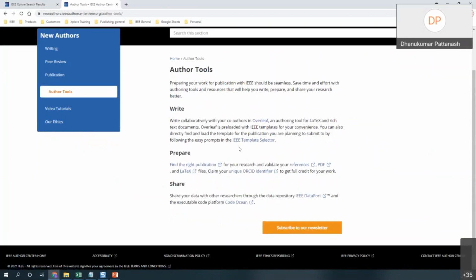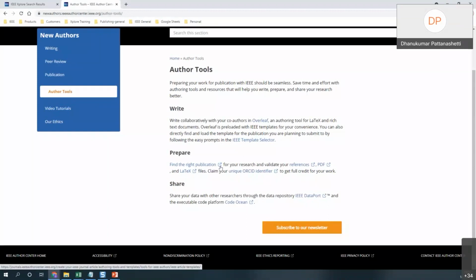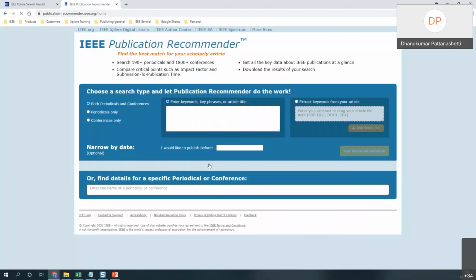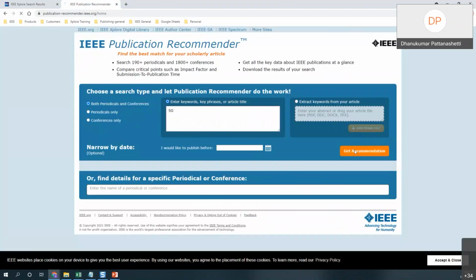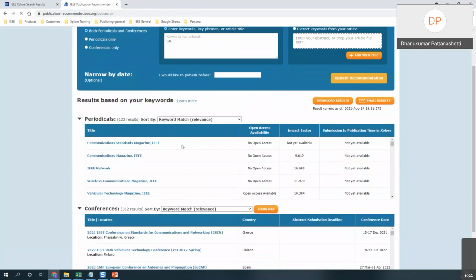So there are various author tools. If you'd like to write a paper and look at the templates, you need to choose the right journal, and then find the right publication. Say you're working on 5G and would like to see which is the best journal to publish your article in the area of 5G. Click on get recommendation and this will give you all the data here. Communication standards is probably the best one, which carries more articles on 5G, and there is also the communication magazine. If you click on it, you will have the data here.